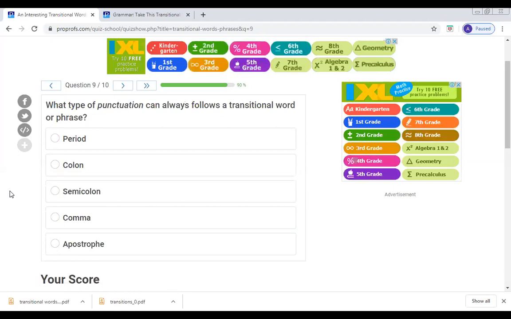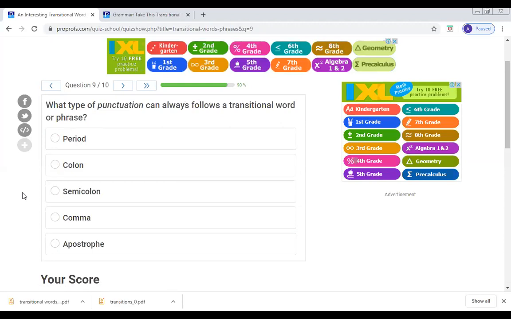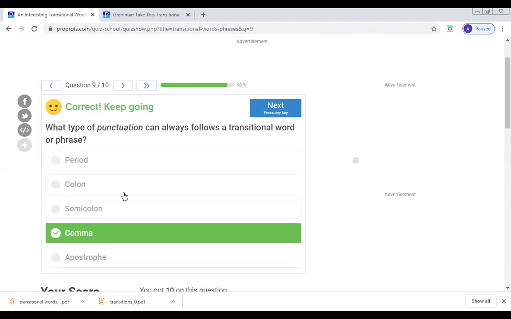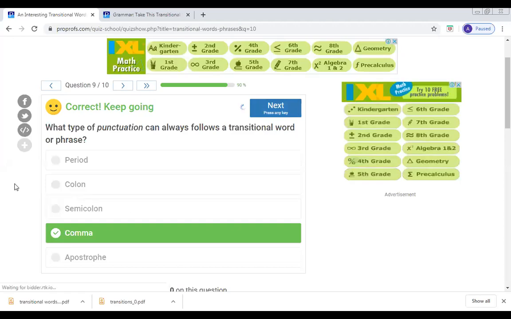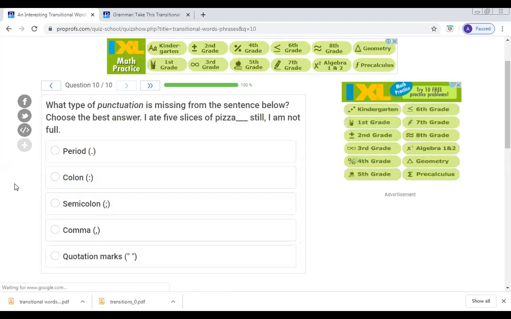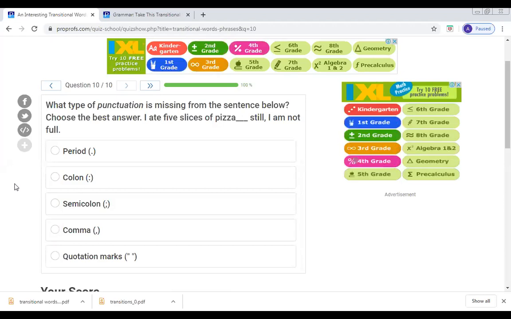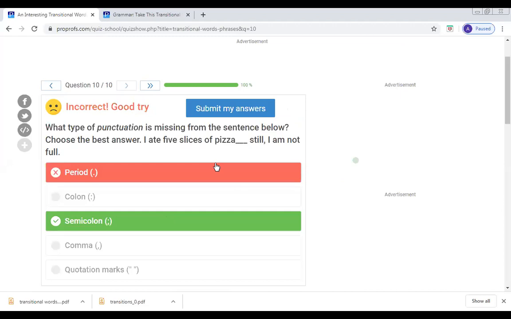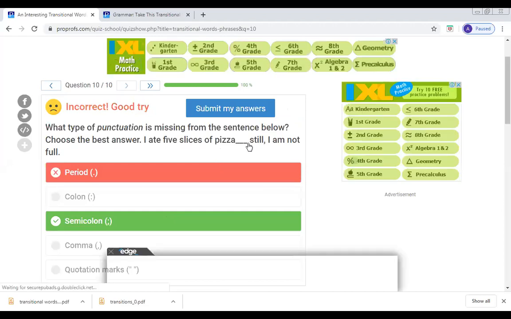Punctuation. Comma, yes. The last one. Choose the best. What do you think? I ate 5 slices of pizza. Yes, what do you think of that? Period. No, a semicolon. Because we have two sentences.